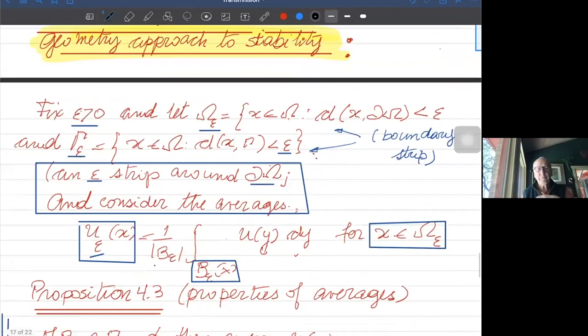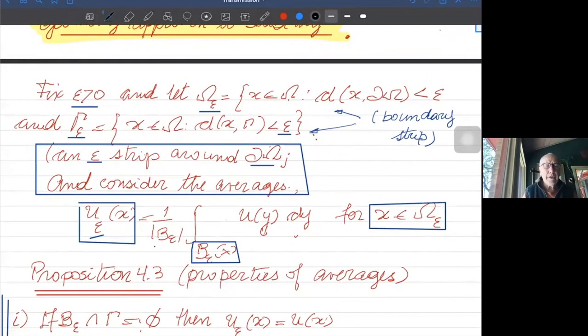We fix epsilon bigger than zero, and you let omega epsilon be the x belonging to omega such that the distance between x and the boundary of omega, remember omega is the whole domain, is epsilon. So basically here we are saying, we have our domain, we smooth a little bit the boundary of the bigger boundary of omega, right? Here d is the distance to the real omega. So this is far away from the transition problem, okay?